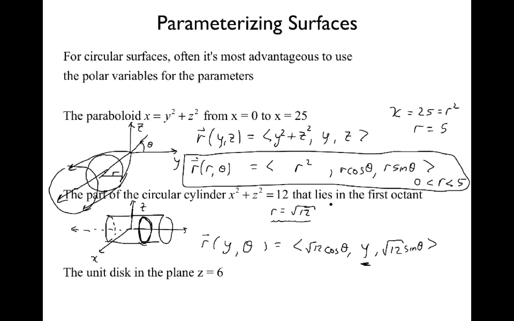And then we wanted it to lie in the first octant. So I just want starting here and then extending this way. Like that. So how do we restrict this? How will y have to be restricted? You should be thinking y is greater than 0. And then how will theta have to be restricted? Well, from here to here would be 0 to pi over 2. And that would give us the part of that surface that lies in the first octant.